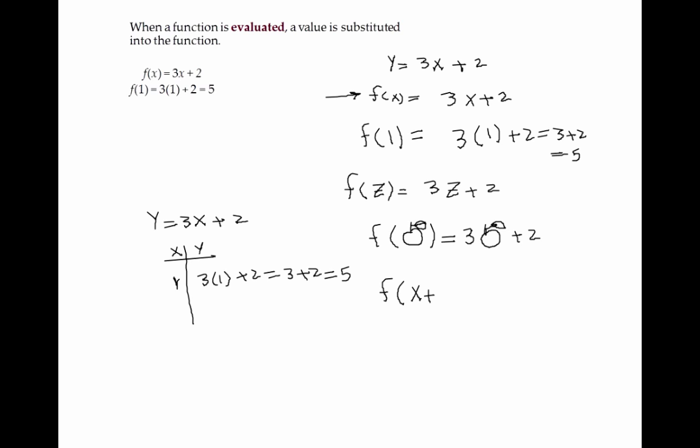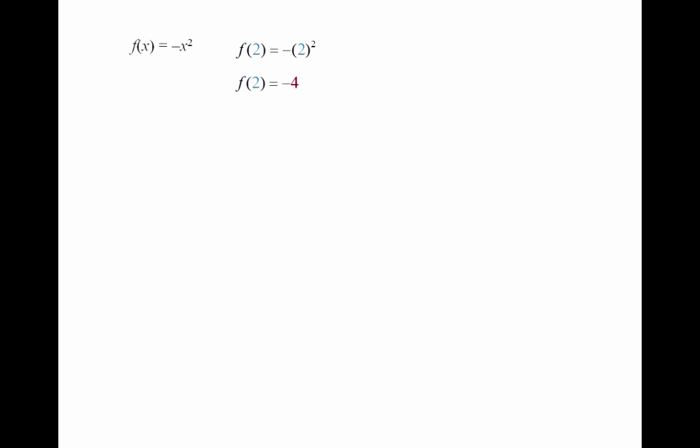I can find what f of x plus 2 is. Now this is an expression. What is f of x plus 2 then? 3 times x plus 2, plus 2. So we can simplify that actually. 3x plus 6 plus 2. 3x plus what? 8. So f of x plus 2 is 3x plus 8. So I can find f of anything else I want.